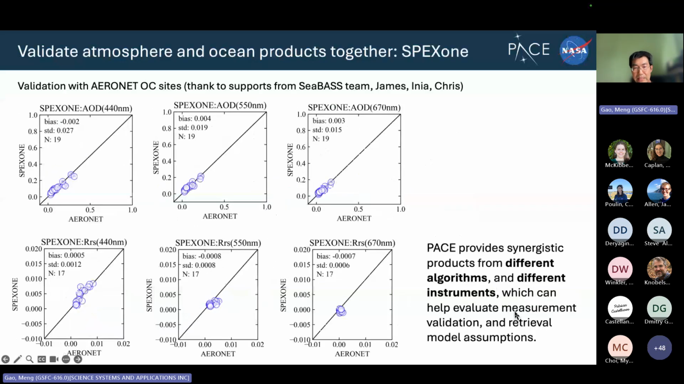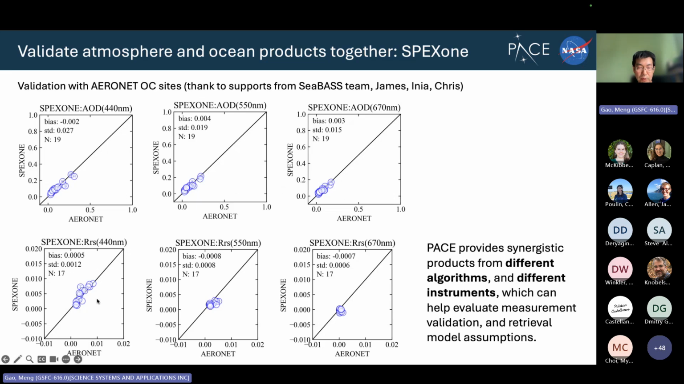And in order to really pin down what is happening, we also processed the SPEXone data using the same algorithm. So here is a validation you can see here. Because on SPEXone we don't have that many matchups. But basically we can see that the bias is much reduced.